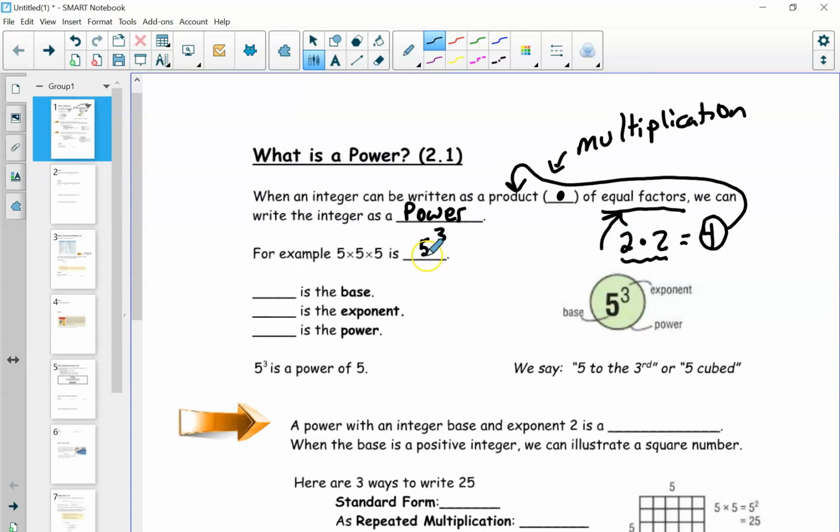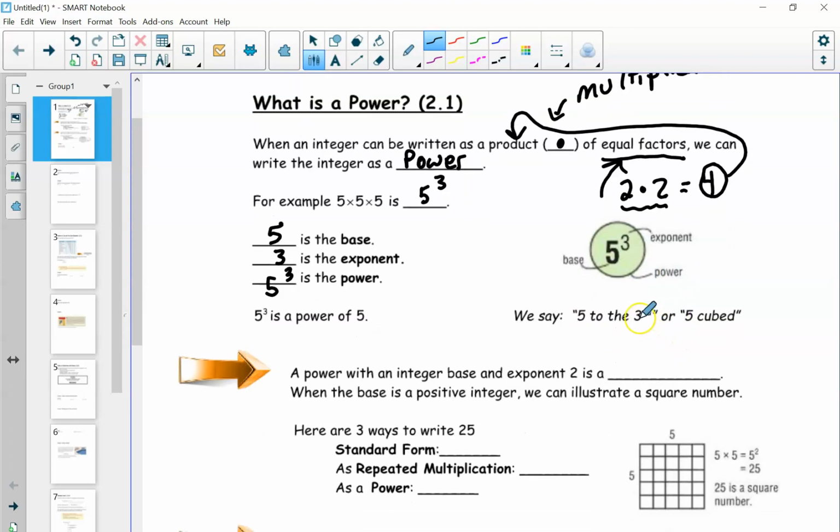So if we look over here at the 5 to the power of 3, the base number is the number to which the power is applied. So in this case it would be 5. The 3 is the exponent, and 5 to the power of 3 is the power. Now that kind of looks like 6, so I'm just going to redraw it, make sure it looks like a 5. So 5 to the power of 3 is a power. So that's just illustrated over here, right? The base is the 5, the exponent is the 3, and the whole thing is the power.